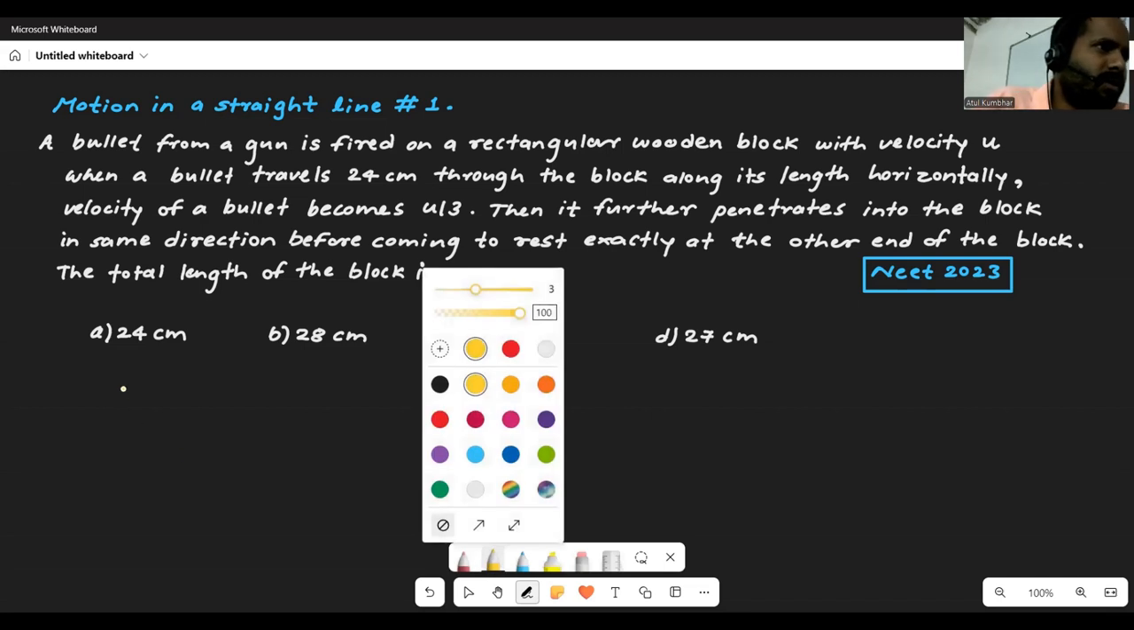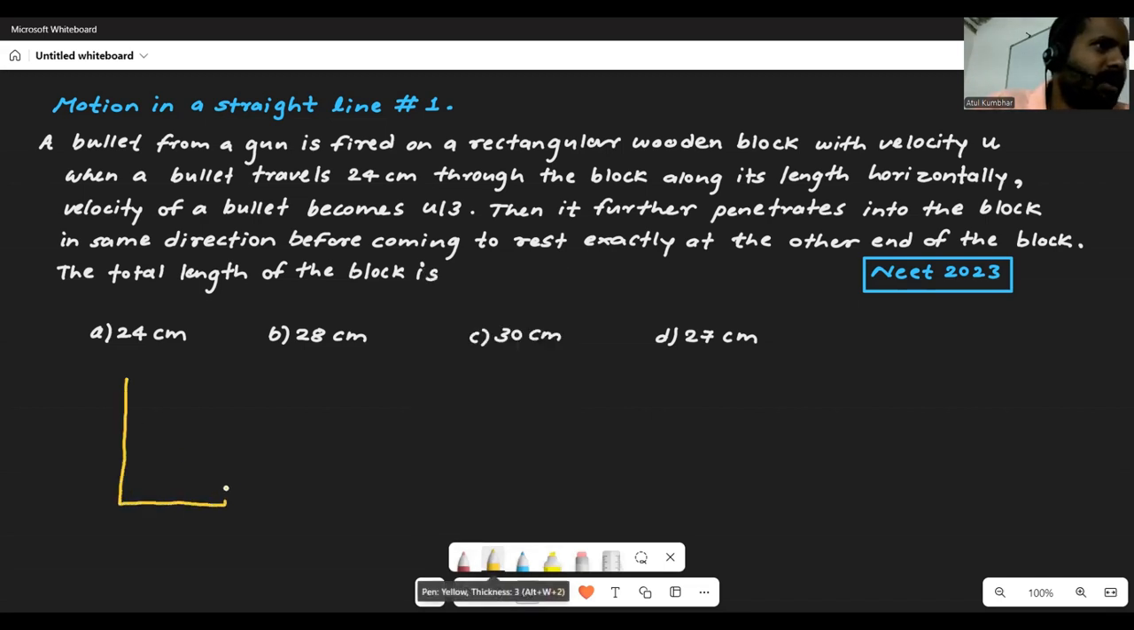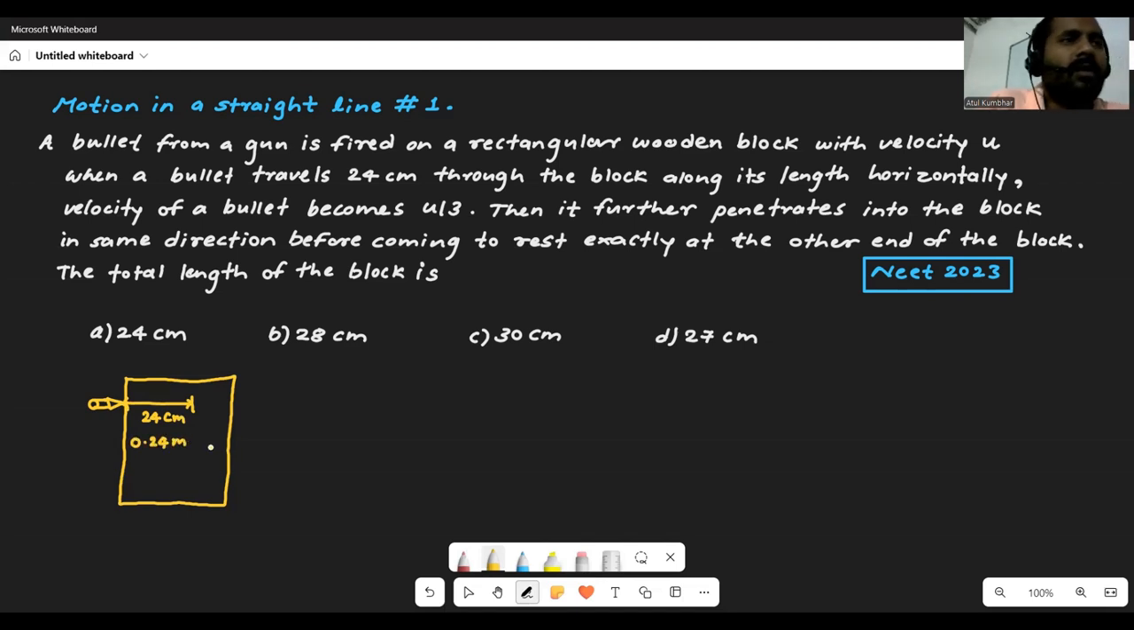So we'll first represent that diagrammatically. Here we have the rectangular block, and here we have the bullet which penetrates that block. Let's consider the bullet, though it is not looking like a bullet. It first penetrates 24 centimeter, let's consider 0.24 meter, we'll convert that directly into meter. Then it penetrates more, let's consider it travels x distance.